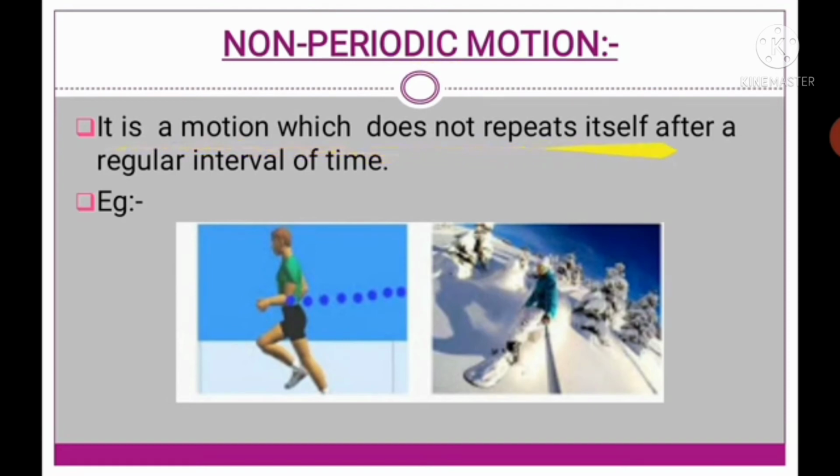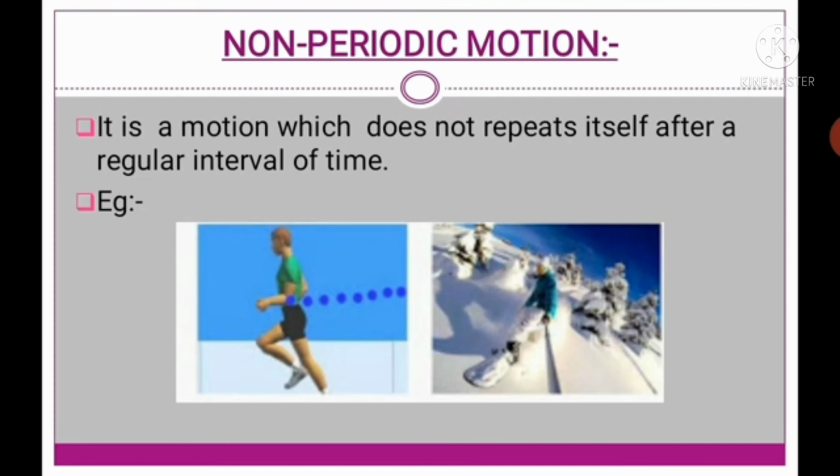It is a motion which does not repeat itself after a regular interval of time. There are a number of situations when an object describes a repetitive motion but not at fixed interval of time. Such a motion is called what? Non-periodic motion. So, how can we define this non-periodic motion? A repetitive motion which repeats itself but not at fixed intervals of time. It is called what? Non-periodic motion.